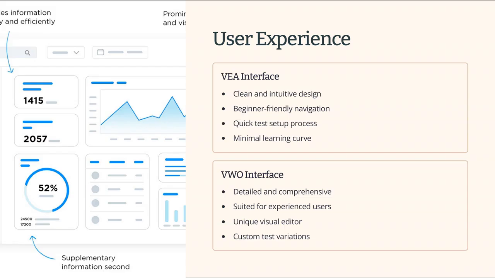In terms of integrations, both VEA and VWO have a lot to offer. VEA integrates with platforms like Google Analytics, WordPress, and Shopify. VWO, on the other hand, boasts integrations with platforms like HubSpot, Magento, and Joomla. Both offer APIs for custom integrations, but VWO's larger list gives it a slight edge in this category.